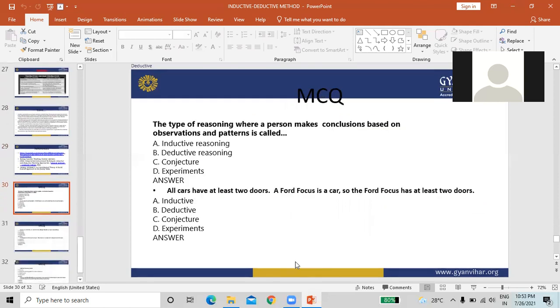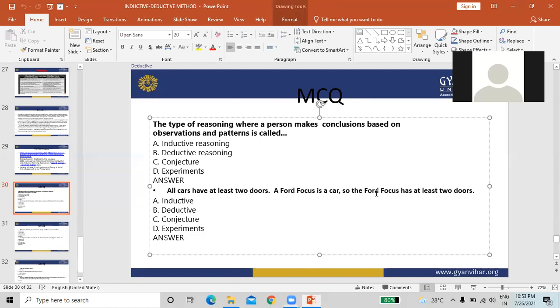Now, time for MCQs. The type of reasoning where a person makes a conclusion based on observation and pattern is called: Option A, inductive reasoning. Option B, deductive reasoning. Option C, conjunction. Option D, experiments. Choose the appropriate answer and send it in my comment box.